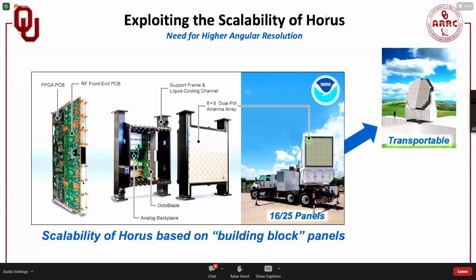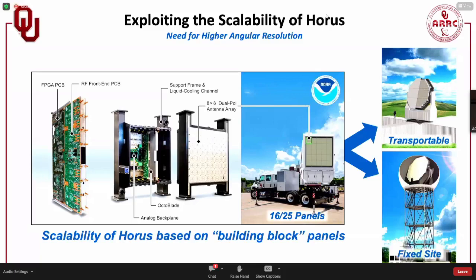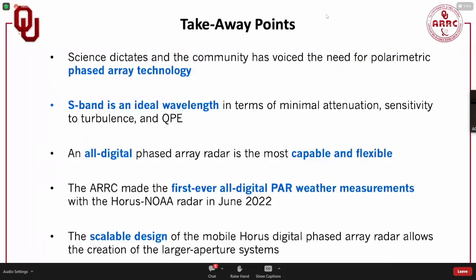based on the scalability, we have already proposed some concepts of bigger aperture, similar to NEXRAD, that would enable us to basically replace the current S-band NEXRAD data. So here are my takeaway points. Any questions? Those I cannot answer, I will defer to Bob.